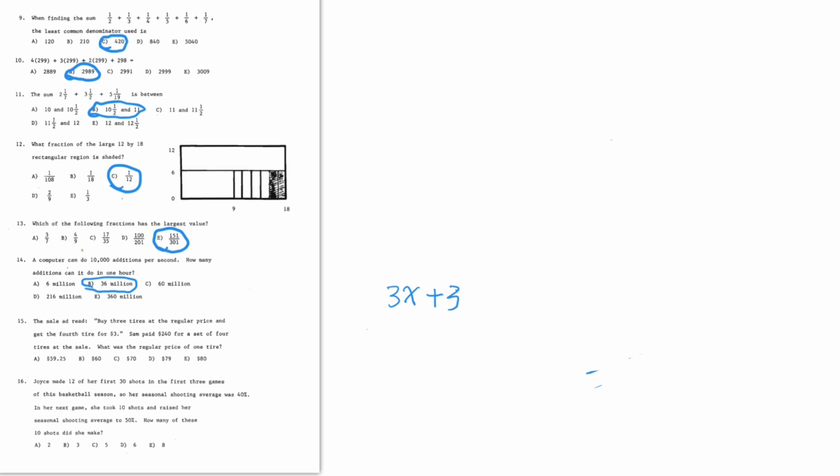So 3X plus 3 equals 240. So 3X, on both sides minus 3, that's 237. And on both sides divided by 3, that's X equals 79. So 1 tire is $79. That's the choice D.